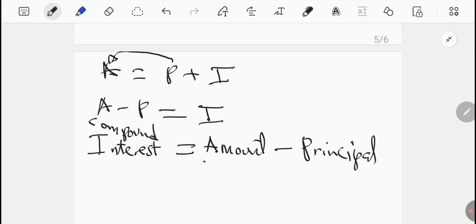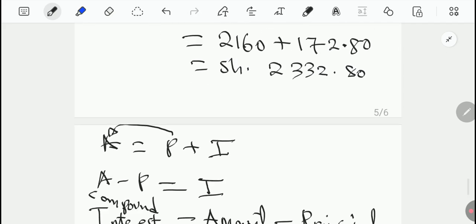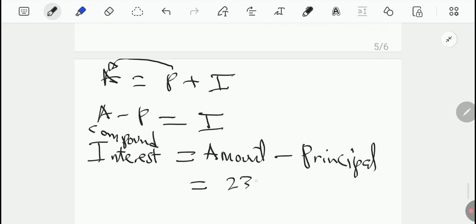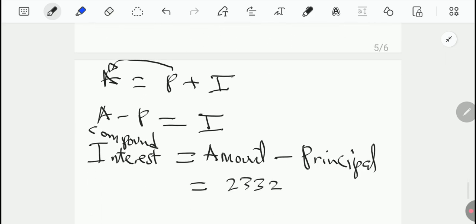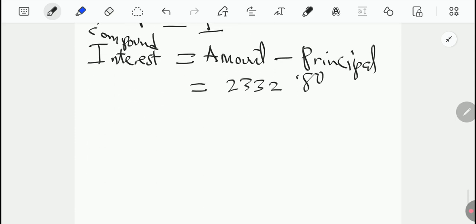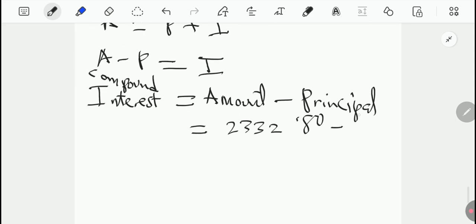The amount of money which has accumulated interest and everything, and you minus the principal to get the interest. So the amount is 2332.80 minus the principal, which is 2000, giving us shillings 332.80. Yes, that is the first method.